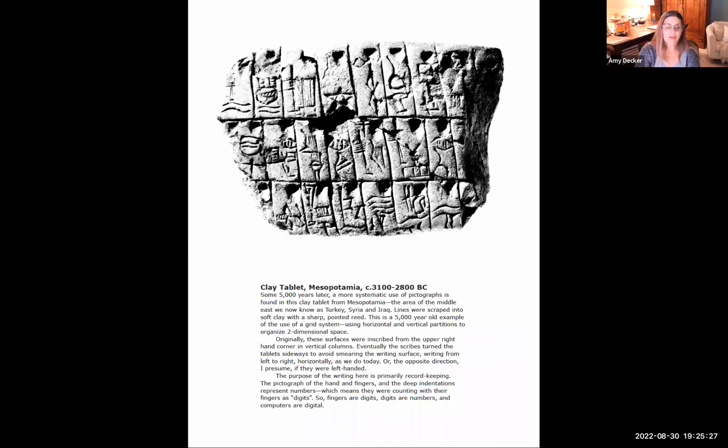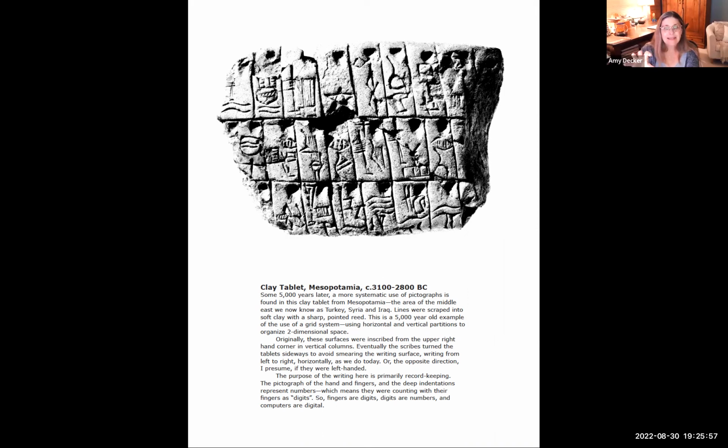Here you have this clay tablet found in Mesopotamia in 3100 to 2800 BC. Some 5,000 years later, a more systematic use of pictographs is found in this clay tablet. The areas of the Middle East that we know as Turkey, Syria, and Iraq is where this was found. They were using clay, drawing with sharp reed.